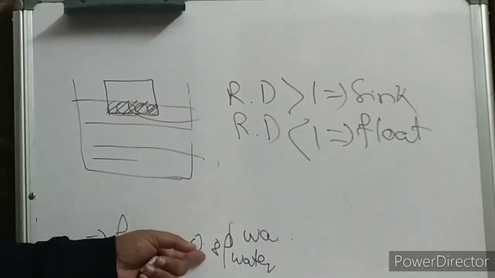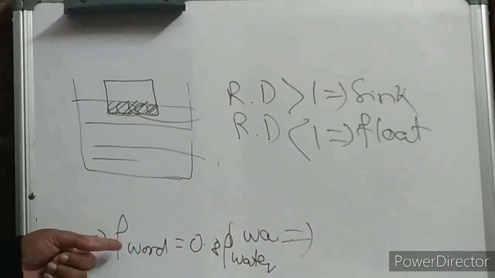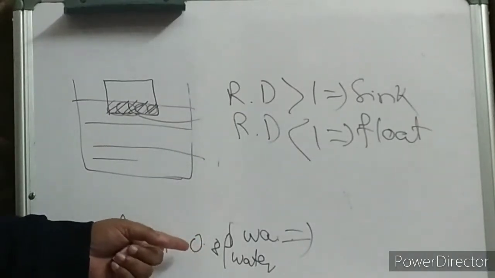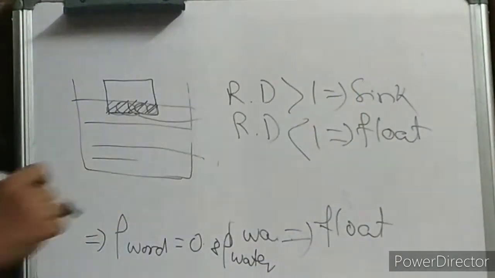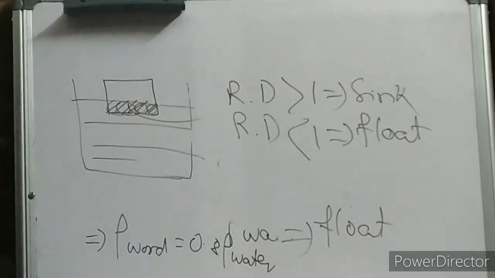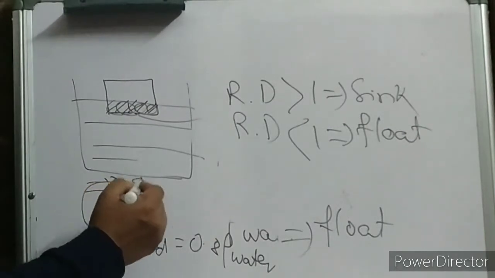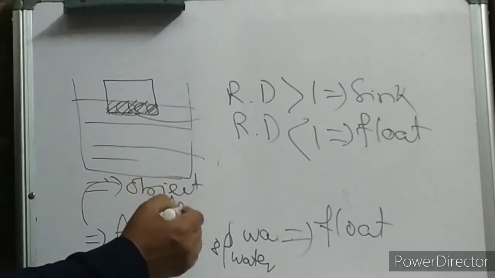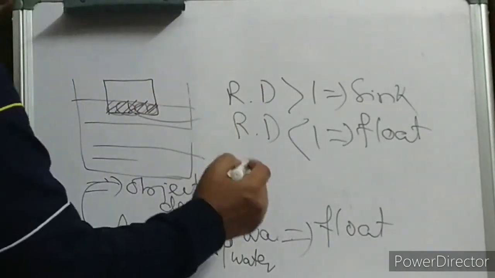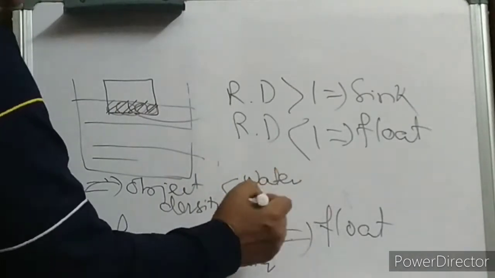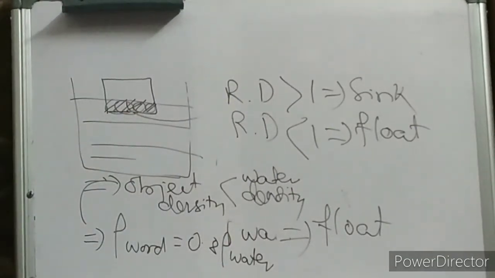See, children, now 0.8 is fractional, so this is less than 1. Clear children? Now it is floating. Hope I am making sense now. Your object is floating because from this what we are getting? Object density is less than water density. Whatever we have studied in the last two or three lectures, again I am proving this with relative density also.